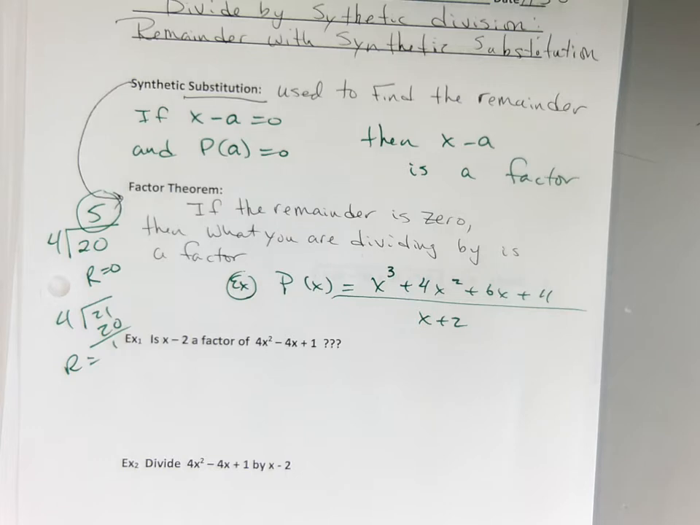Now, if I change the question to this, listen. Is x plus 2 a factor? Does x plus 2 go in this evenly? When I divide by x plus 2, will I get a remainder of 0? We can divide it. It's a pain, isn't it? Right? If I plug in negative 2 into this, I'll get the remainder.